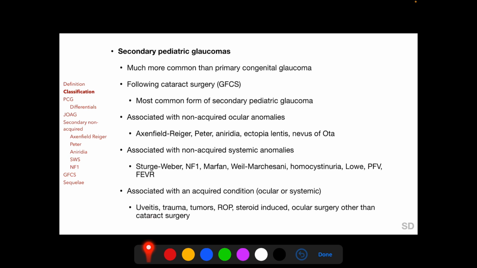And if we consider the mechanisms by which these entities cause glaucoma, persistent fetal vitreous, familial exudative vitreoretinopathy, retinopathy of prematurity, and tumors may cause glaucoma by a posterior pushing mechanism. Ectopia lentis, Marfan syndrome, Weill-Marchesani syndrome, and homocystinuria may cause glaucoma by a pupillary block mechanism, and uveitis, trauma, and intraocular surgery can cause glaucoma by multiple mechanisms.